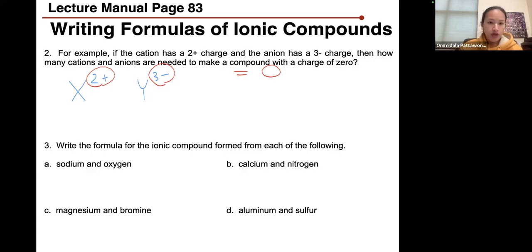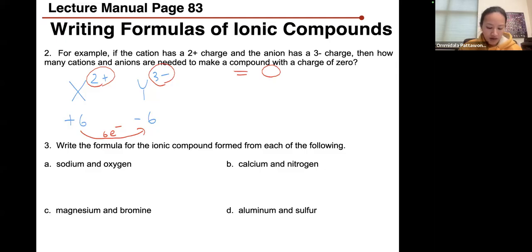If you're looking at between 2 and 3, the common number would be 6, right? So that means in this case, we need X to have a total of 6 plus. Same thing with Y. We need Y to have a total of 6 minus, because it indicates that these 6 electrons right here transfer to Y, right? 6 electrons from X transfer to Y.